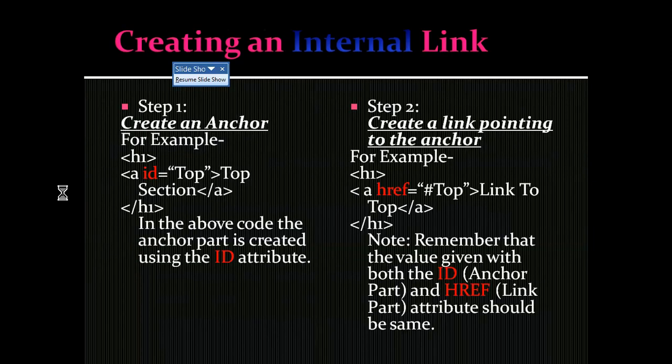Now here you can see step 1, create an anchor. I have written an example here. Inside the heading tag I have used the anchor tag A, and then I have used the ID attribute. Listen carefully. To create the anchor part, the ID attribute is used along with the anchor tag. You see in the above code the anchor part is created using the ID attribute. Now step 2, create a link pointing to the anchor. Again I have written a code here.